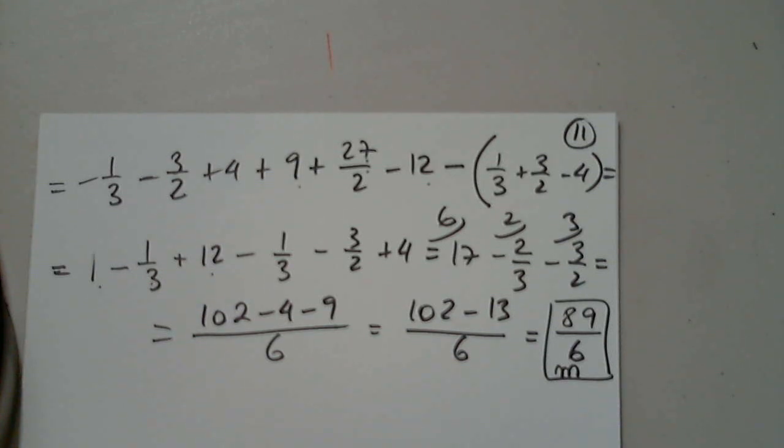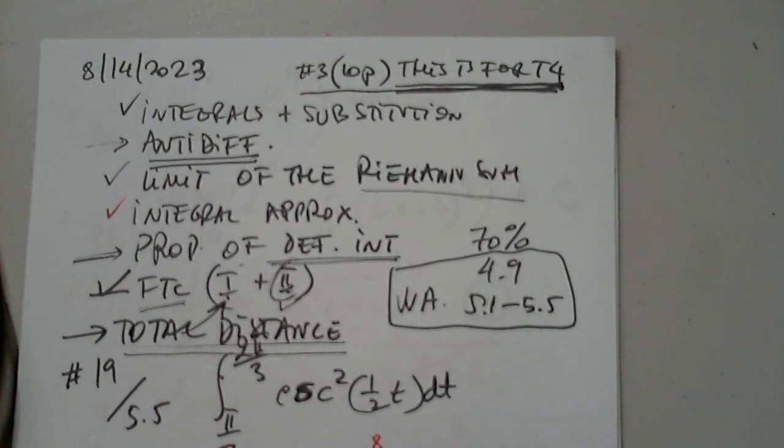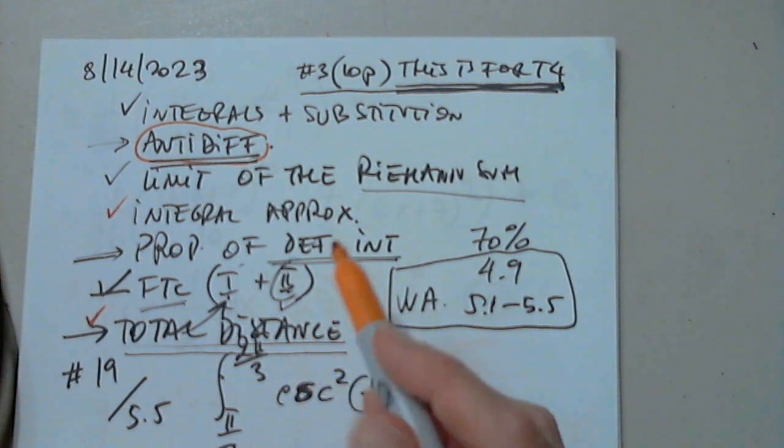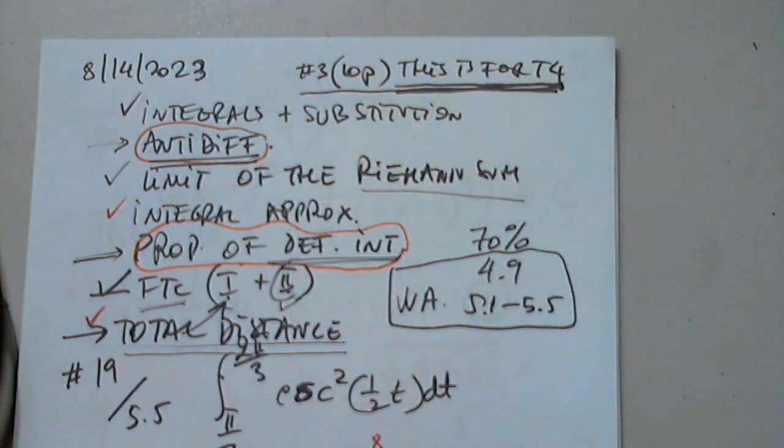A lot of work on this problem. Anything else you would like to work on? So this was the total distance. So we still have the anti-differentiation or anti-derivatives and properties of definite integrals. I think probably properties.